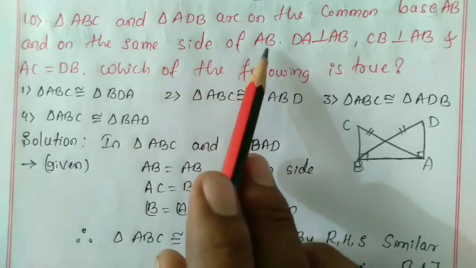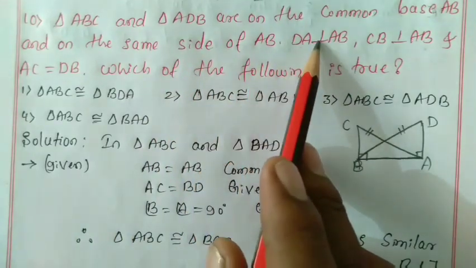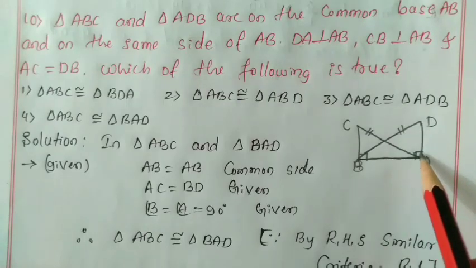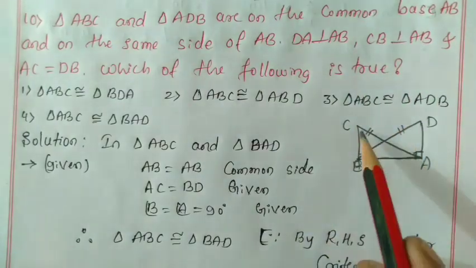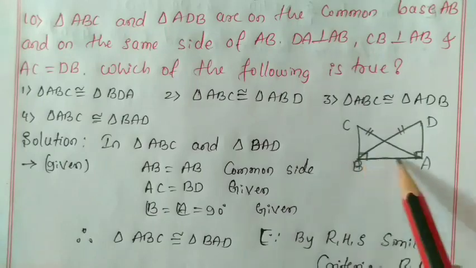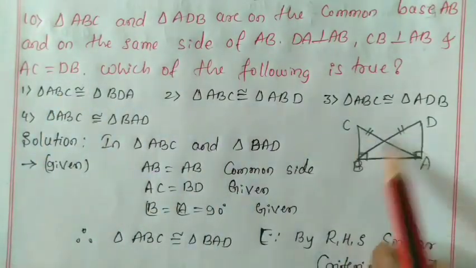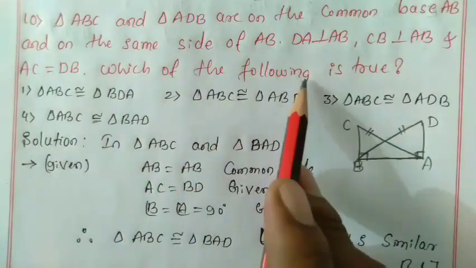Okay, and on the same side of AB, DA is perpendicular to AB. So this DA is perpendicular to AB, that is 90 degrees. CB is also perpendicular to AB. And AC is equal to BD, given.